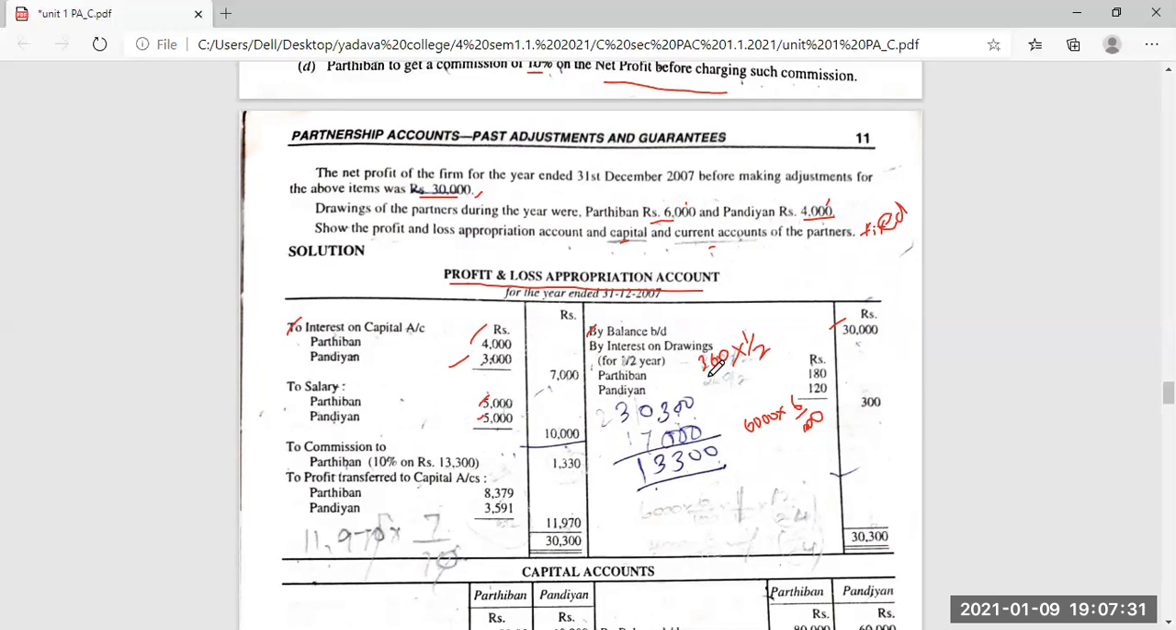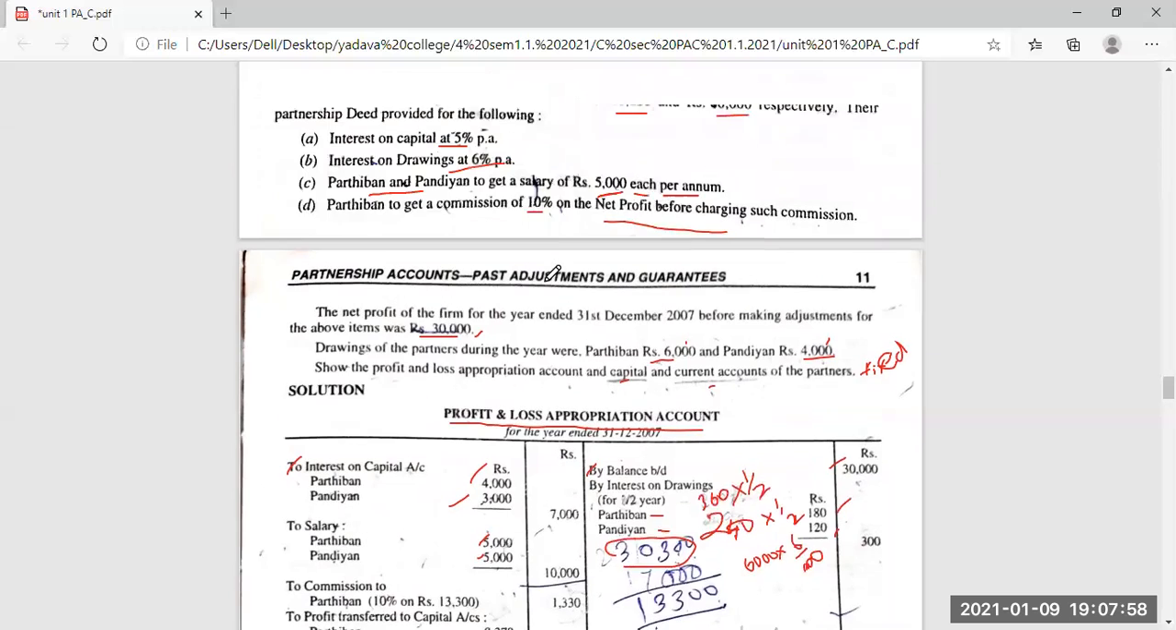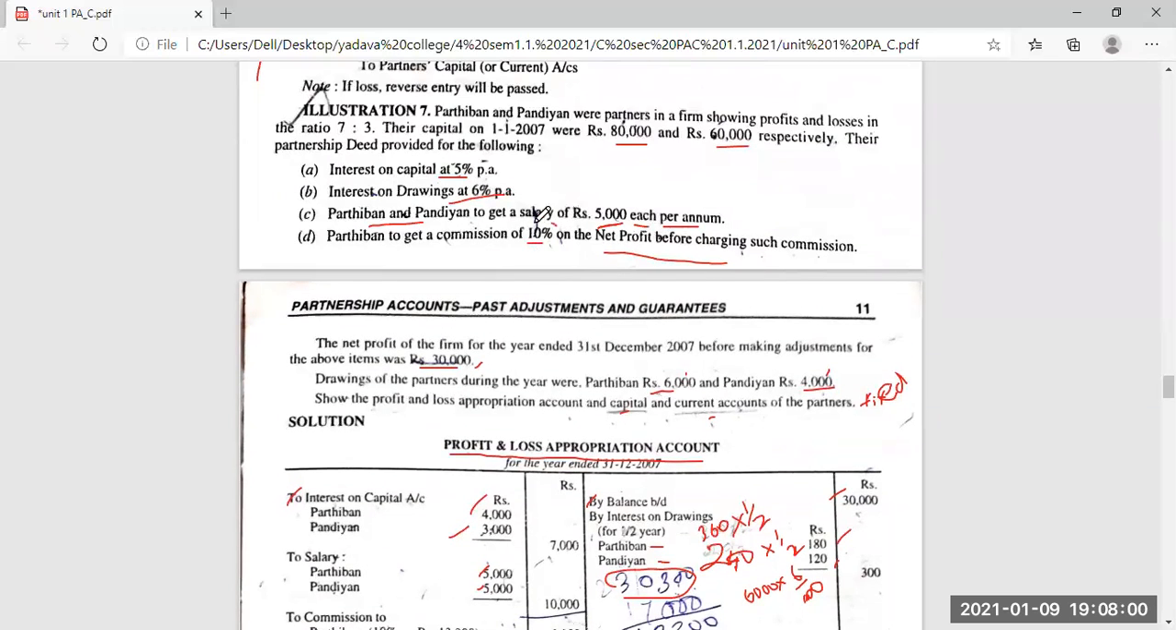Then for Parthiban, 4,000 into 6 by 100, you will be getting 240. So half yearly, you will be getting 120. So for Parthiban, interest on drawings 180, for Pandian, interest on drawings 120, the total. So now we have the total of 30,300.